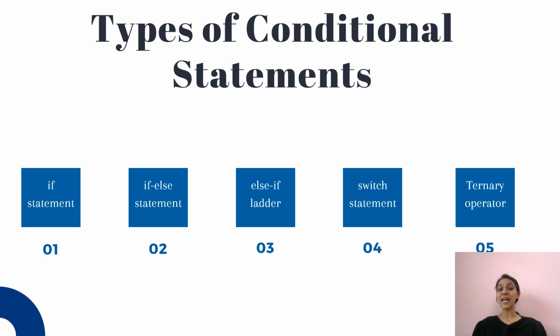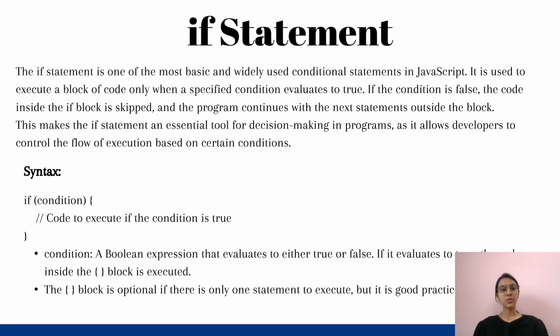Now we will see the types of conditional statements. First one, if statement, if-else statement, else-if ladder, switch statement, ternary operator. We will see each statement one by one. The first one is the if statement.